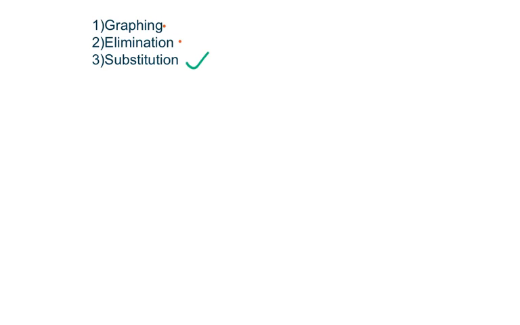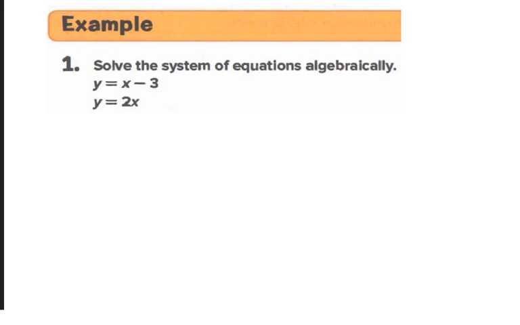Just like in our elimination, when we solved for x and then we used x to find out what y is, we were already using substitution. So we at least have some idea of what we're doing. So let's look at an example. This is example 1 on the first page of your notes. It says solve the system of equations algebraically.